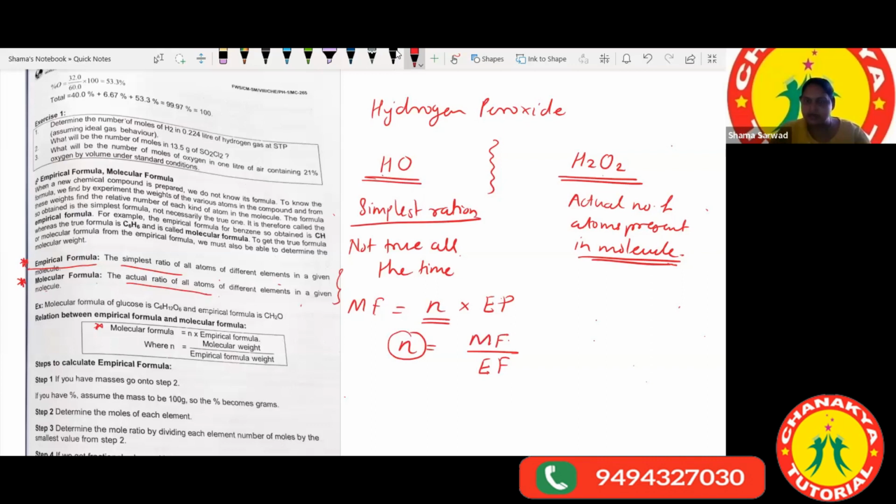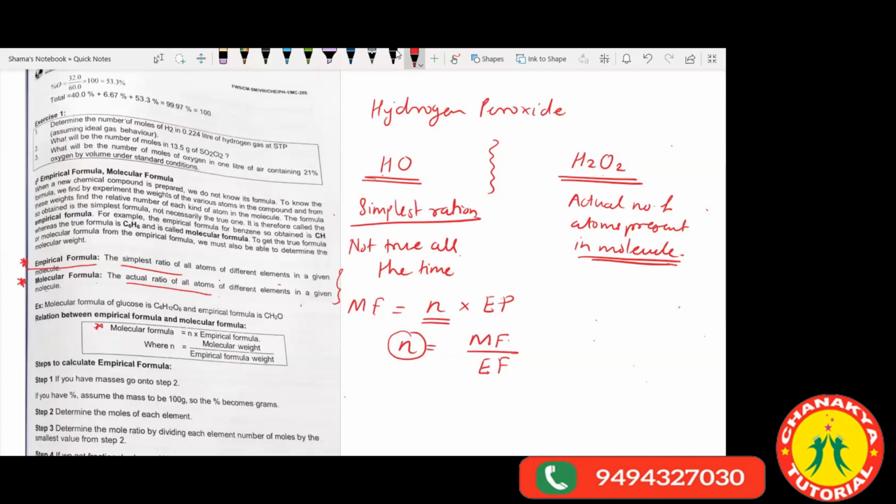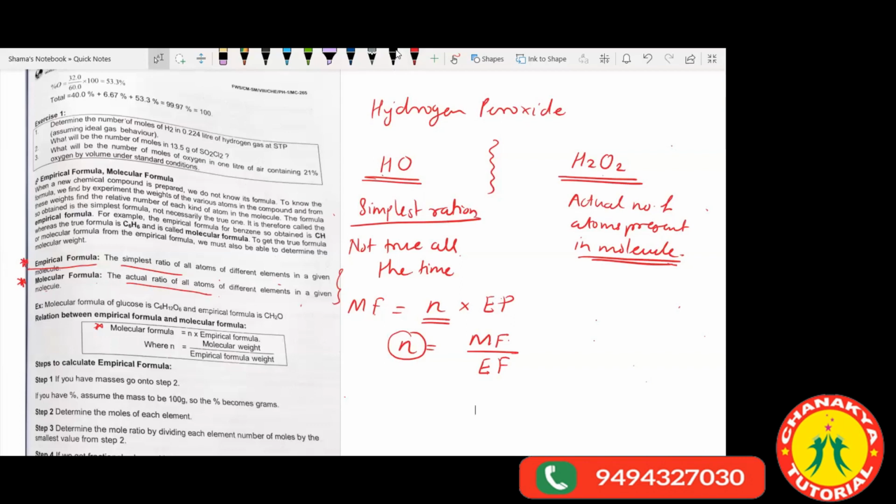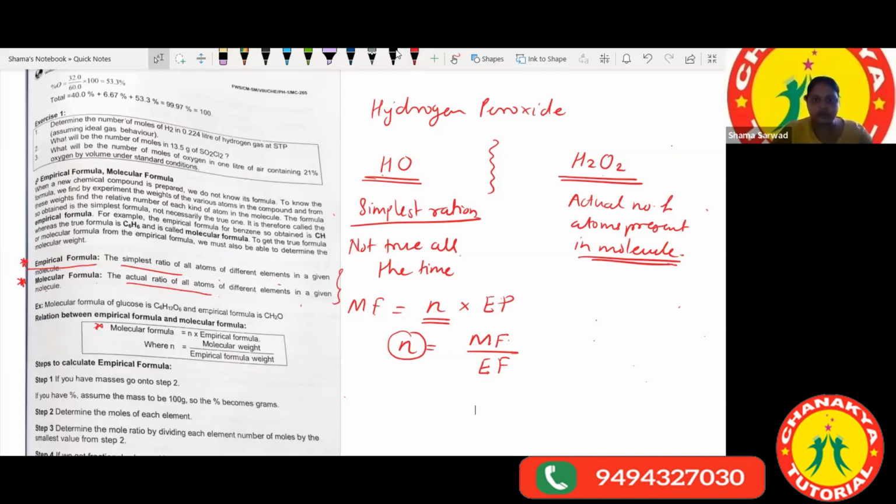The empirical formula is the simplest ratio and the molecular formula is the actual ratio of the atoms of different elements present in the molecule. What is N? N is nothing but a simple number, an integer you get when you divide your molecular formula by the empirical formula. How to find it and what is the use of this, all that we are going to see now.